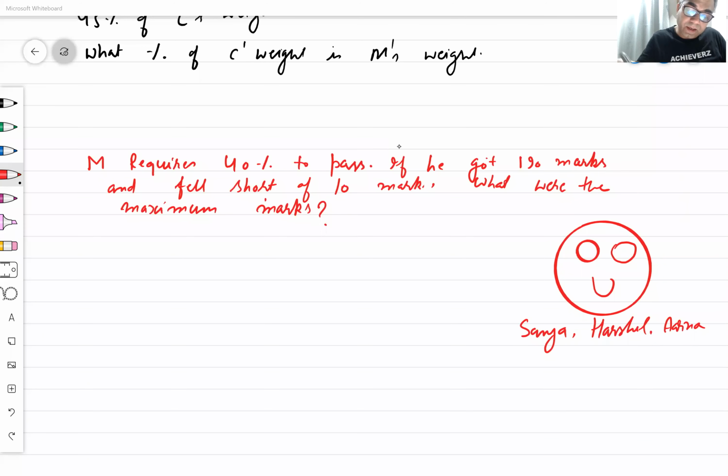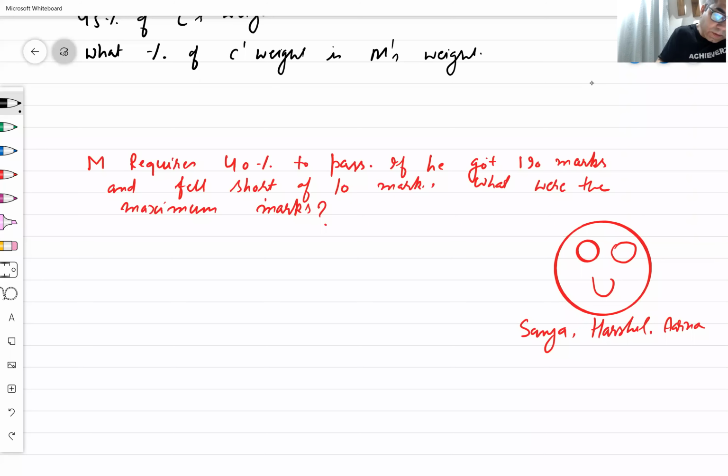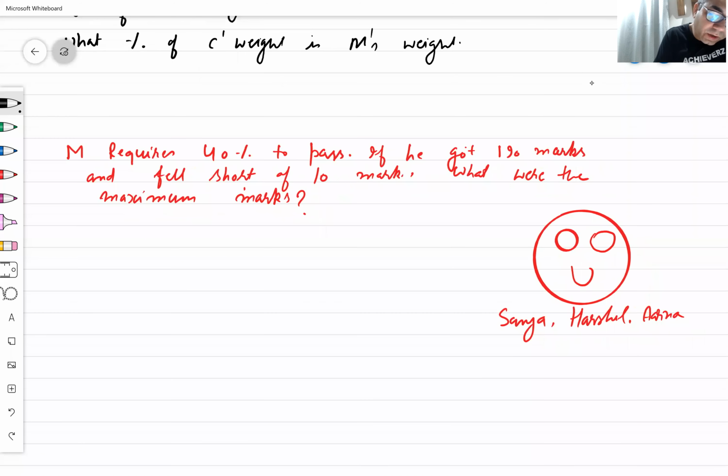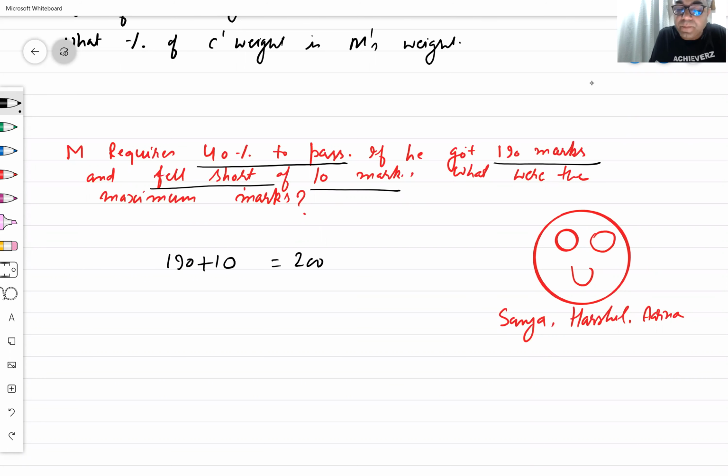To get the pass marks, he wanted 40% to pass. Now he got 190 marks and fell short of 10 marks. That means if he had got 10 more marks, he would have passed. That means he already got 190. If he would have got 10 more marks, that means 200 marks, he would have passed.